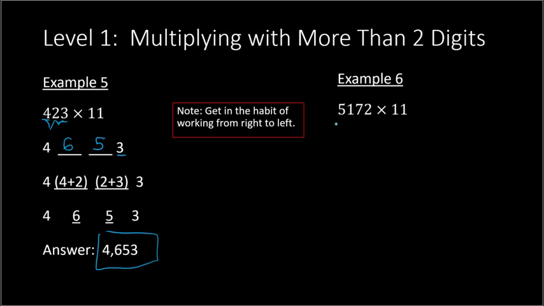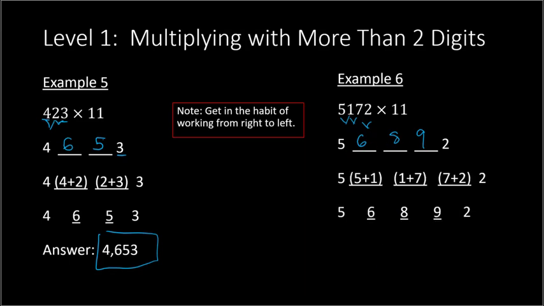Still, again, the same process. The 5 would be the first digit, and then the 2 would be the last digit. All right, so that's what we have here. And then we do 7 plus 2, and that would give you 9. And then we do 1 plus 7, that would give you 8. And then we do 5 plus 1, that would give you 6. Working from right to left, we have now 56892, and that gives you your final answer of 56,892.